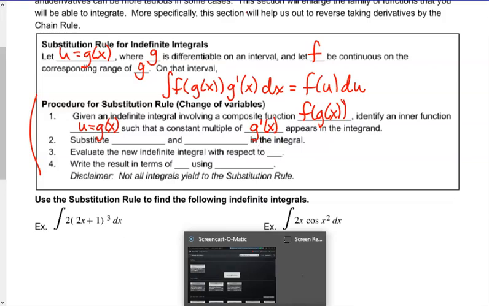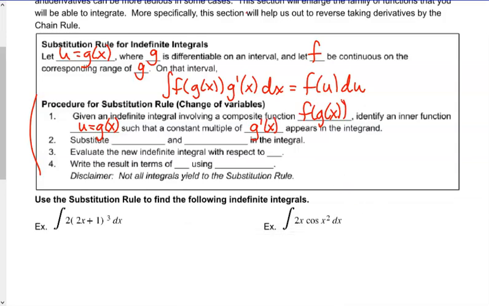What that means is you're looking to foresee what you have in the problem to be able to change out into terms of u. And in order for that to happen, a constant multiple of the derivative has to be in the integrand. Remember what the integrand is? It's this function here that we're integrating. Then number two, we want to substitute u equaling g of x and du. If I take the derivative of u in terms of x, with our differentials, we can say that du is equal to g prime of x dx.